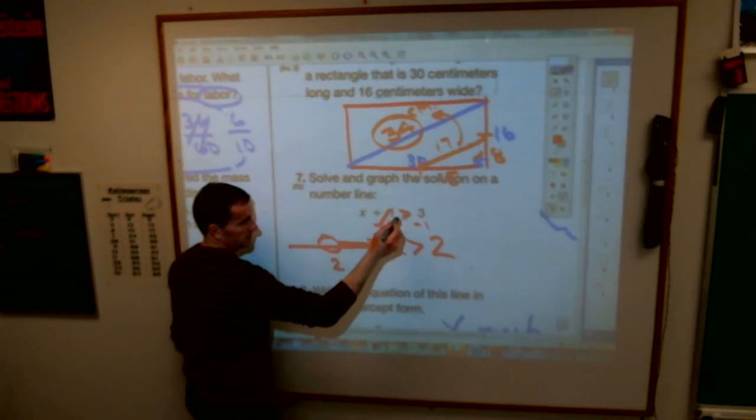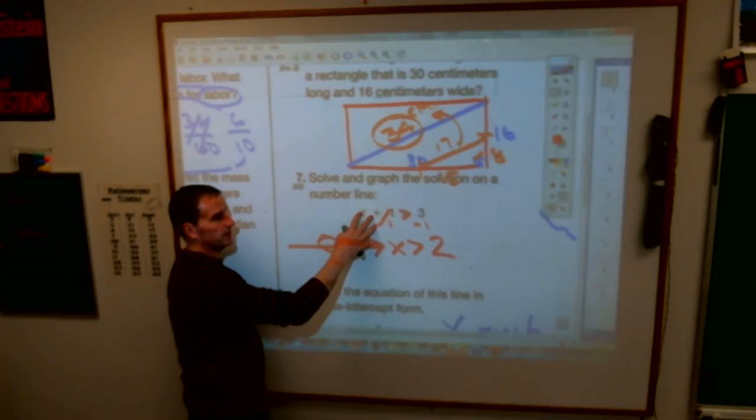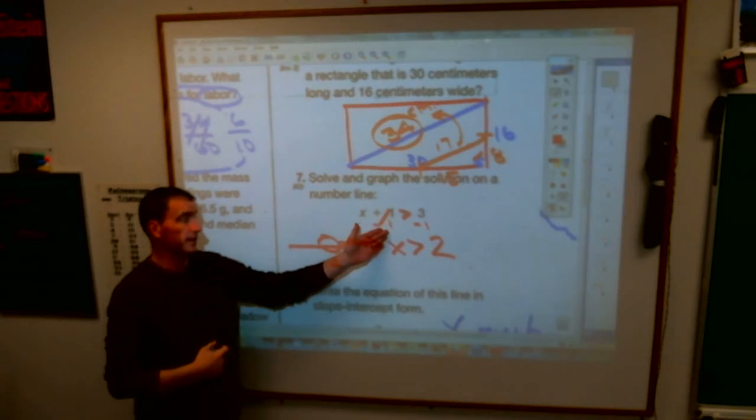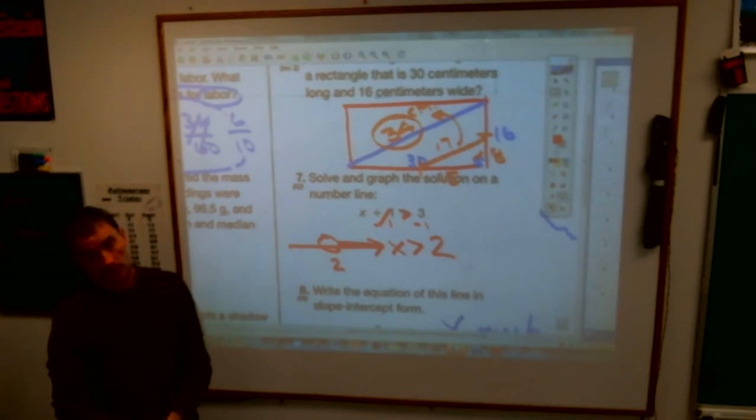Inequalities, which is what this is, are solved the same way that equations are. You get the letter x by itself by doing the opposite. If this would have been a minus 1, then I would add 1. It's a plus 1.